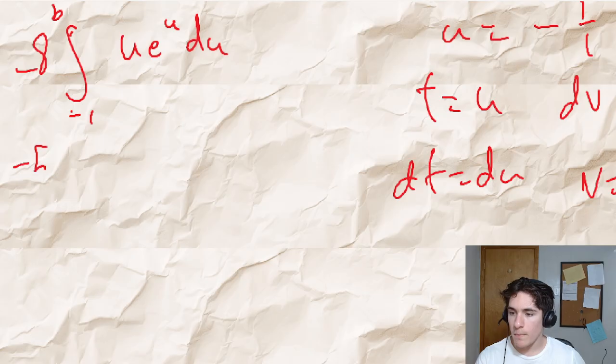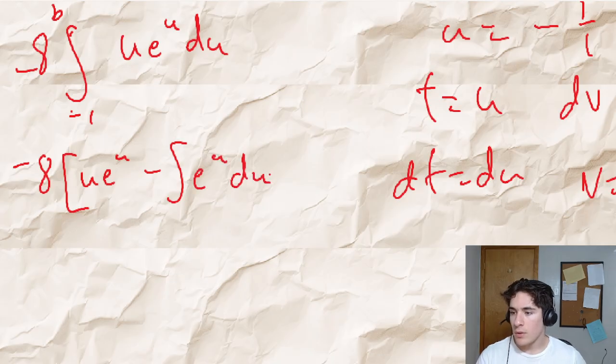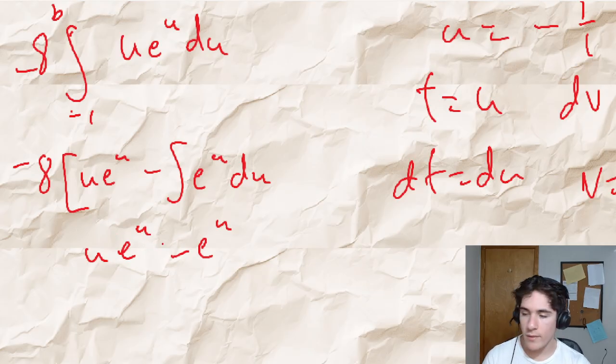Rearranging, we get u e to the u minus integral of e to the u du, which is going to be minus e to the power of u times e to the power of u. This is our final integrand. That's it. It's all simple. One round of integration by parts, very light.